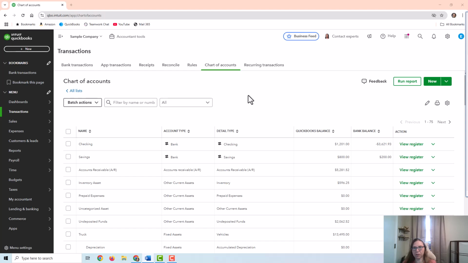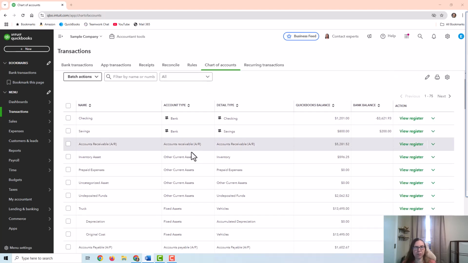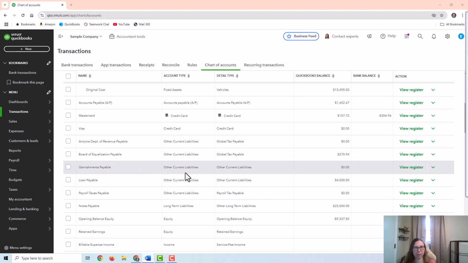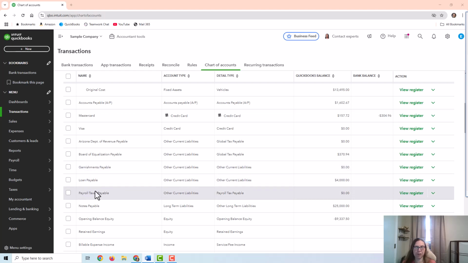Okay, so let's go into QuickBooks. I set up all of the accounts. I set up a garnishments payable account, and then I also set up a payroll taxes payable account. Now, like I said, I'm just grouping together the FICA taxes, federal income taxes, state income taxes, unemployment taxes, but in practice you might have multiple payable accounts for those.